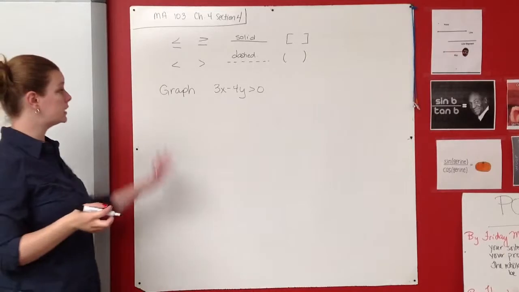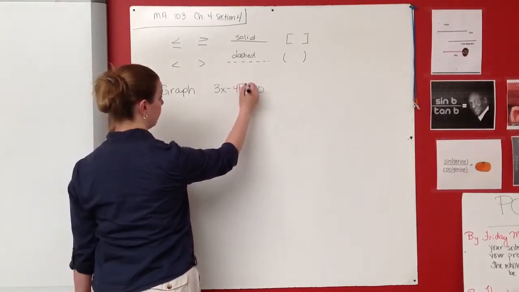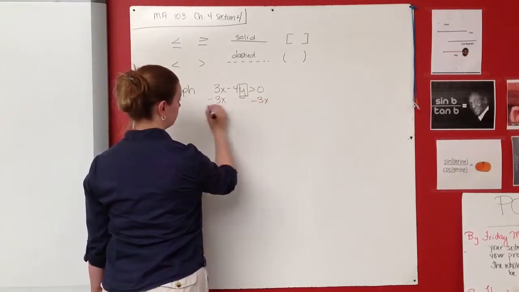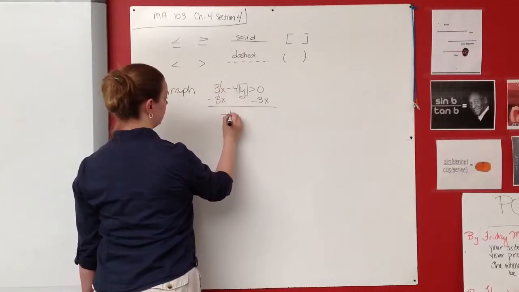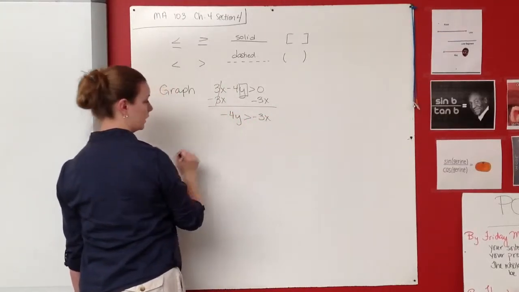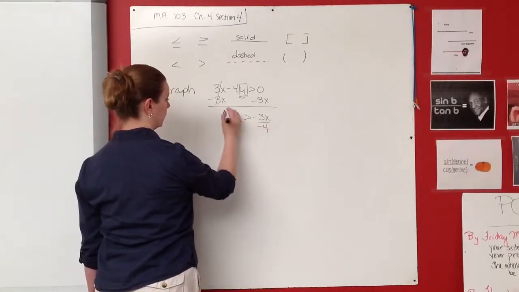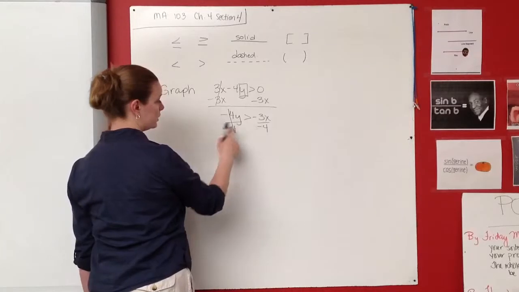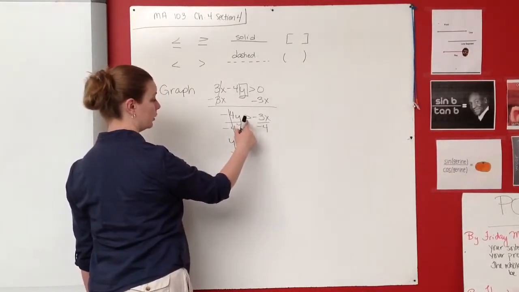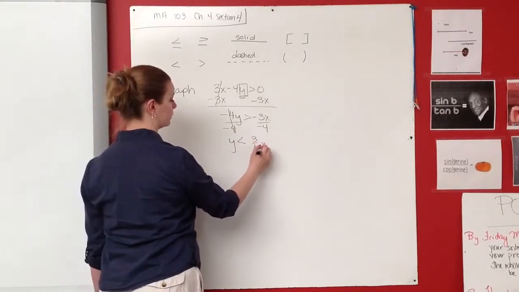All right, so the idea again is to get it in slope-intercept form, or something that looks like it, which means we're going to isolate this y here. So I'm going to start by subtracting 3x from all sides. So I have negative 4y greater than negative 3x. Then I'm going to divide everything by negative 4. Now, don't forget, with inequalities, when you divide or multiply by a negative number, your sign switches direction. So we go from greater than to less than positive 3 over 4x.